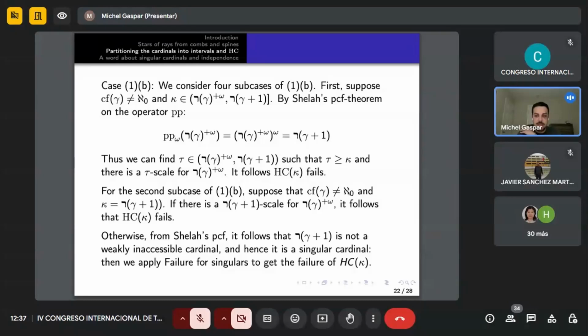So for the second subcase, there's a typo here. We look at the end of the interval, and we say that if there is a scale for hash gamma plus omega, then it also follows that it fails. Okay, this is the situation. Or, since it follows from the theorem that this is not weakly inaccessible, since this is the PP, it is a singular cardinal. Then we can apply the failure for singulars to get the failure for Hajnal's conjecture.